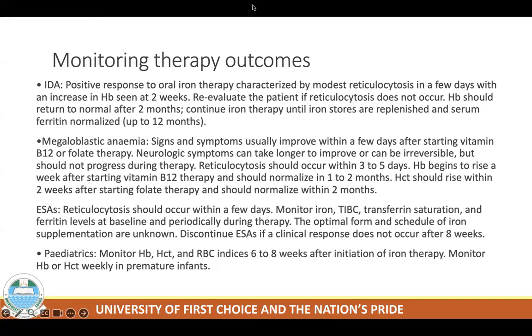For pediatric patients, you monitor hemoglobin, hematocrit, red blood cells, 6 to 8 weeks after initiation of iron therapy. Monitor hemoglobin or hematocrit weekly in premature infants. Remember that for premature infants, you're not giving them any substrate or ESAs. Essentially, you are transfusing red blood cells to premature infants.